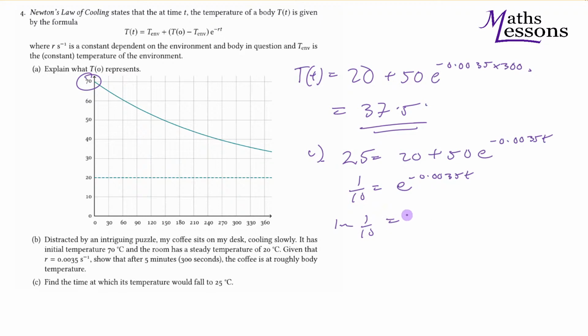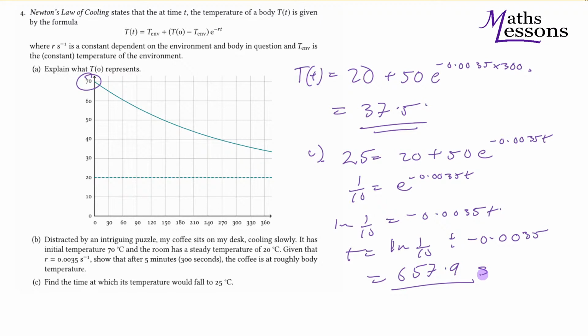is equal to minus 0.0035t. So t must equal the natural log of 1/10 divided by minus 0.0035, and that gives us 657.9 to 1 decimal place, seconds.